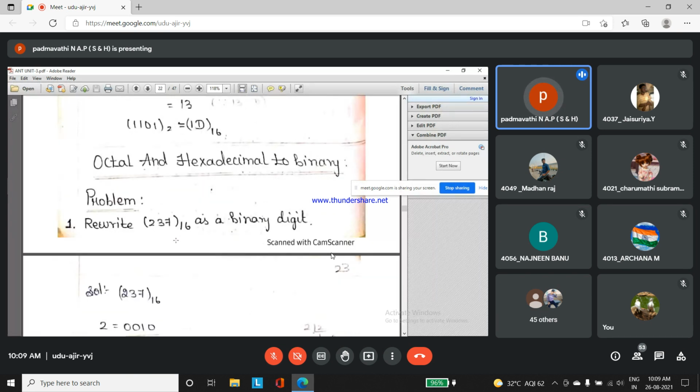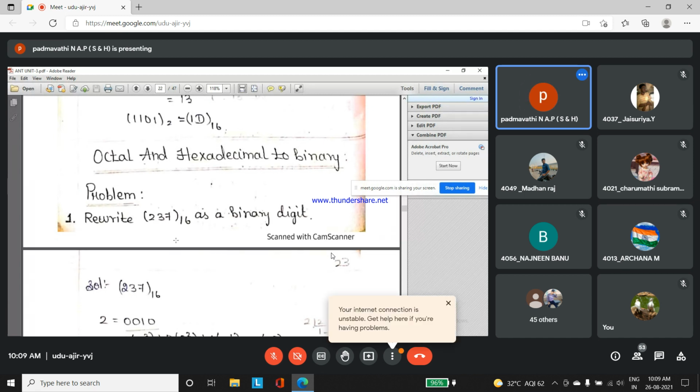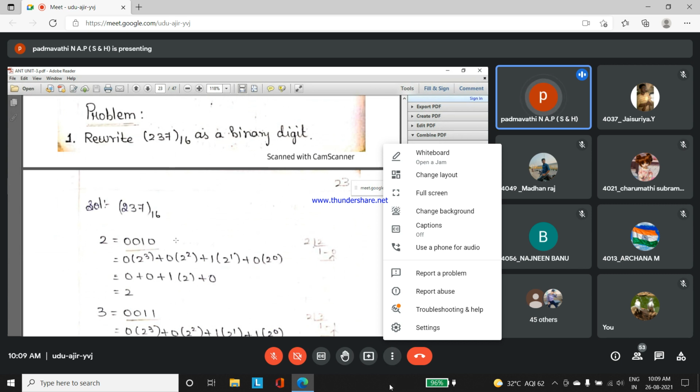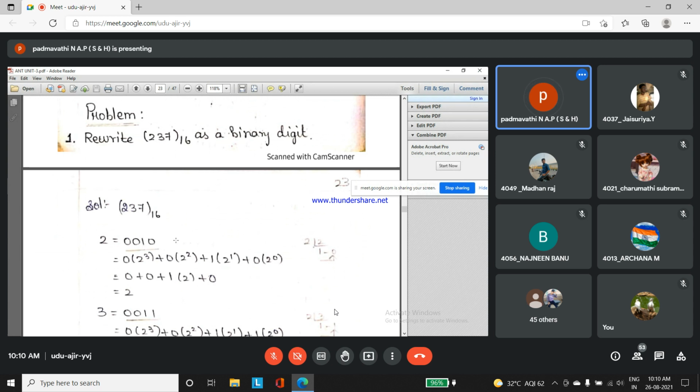Okay, next topic, octal to binary and hexadecimal to binary. Now the problem: rewrite 237 base 16 as binary digits. That is to write 0 1 1 1, like that. So now rewrite 236 base 16 as binary digits.